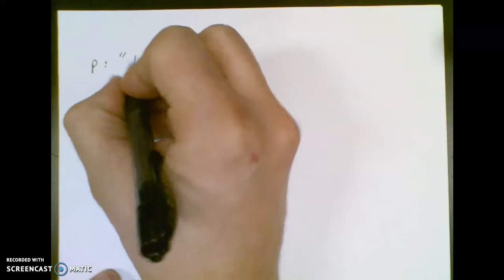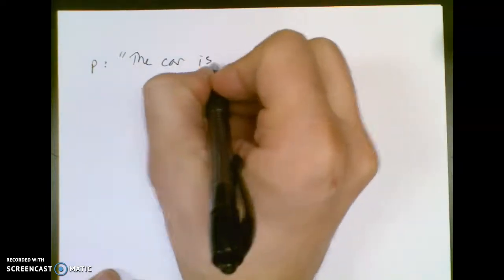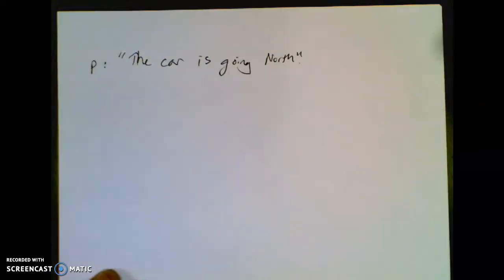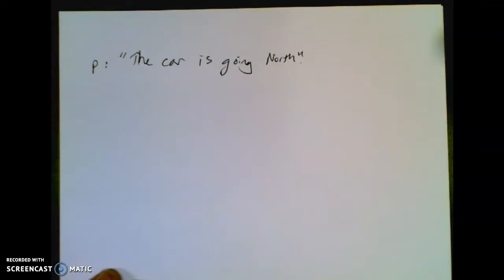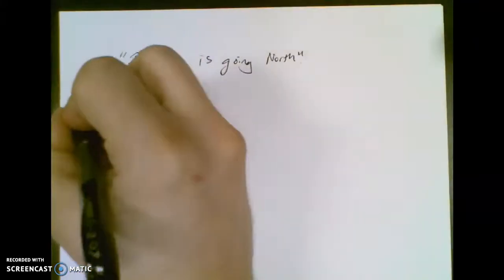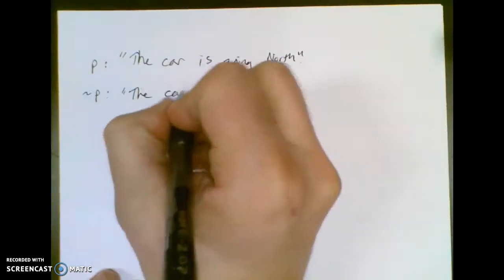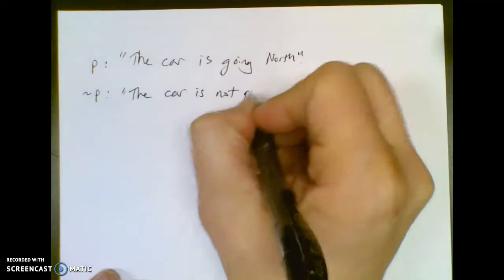All right, so let's see if you got the idea of negation. If I said my statement, I'm going to name it P, is, in quotes, "The car is going north." Okay, that's my statement. What is the negation of that statement? I'll let you think for a second. What's the negation of the car is going north? It is not "The car is going south." That would be contrary. Not P would be "The car is not going north."